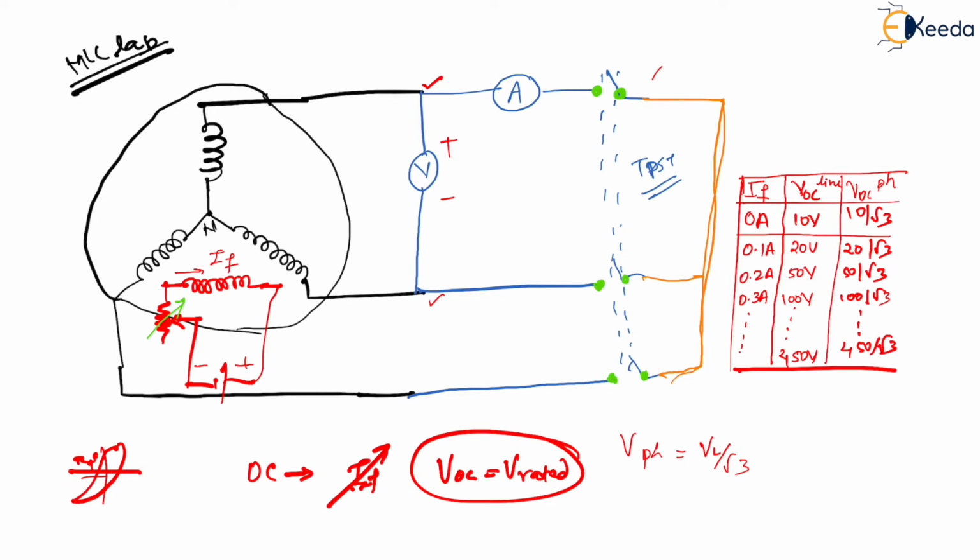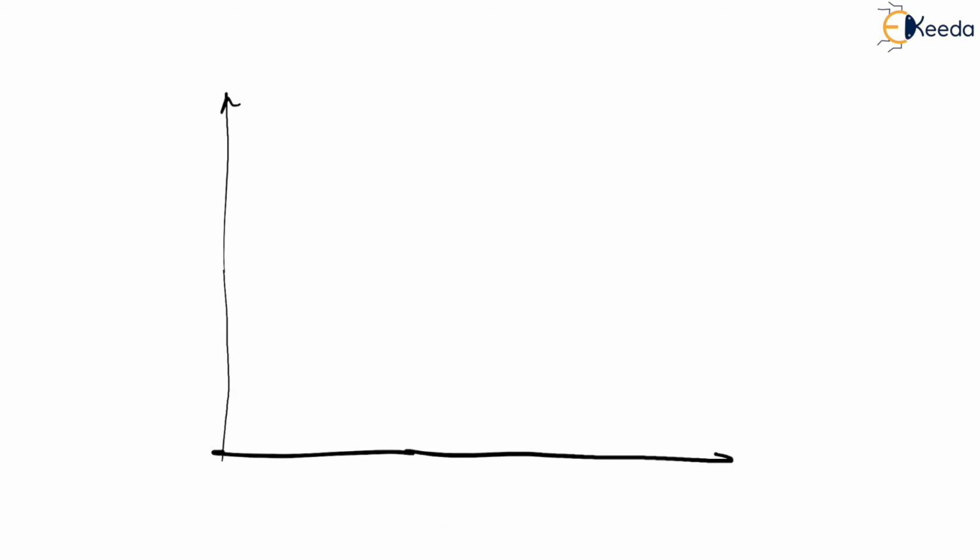Now what do you mean by OCC characteristics? Let us see. Let us assume that this is a graph sheet. OCC characteristics will be what? Let me consider that on my x-axis I have got field current, and on my y-axis right now I am going to have VOC.